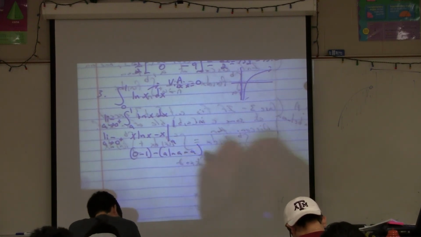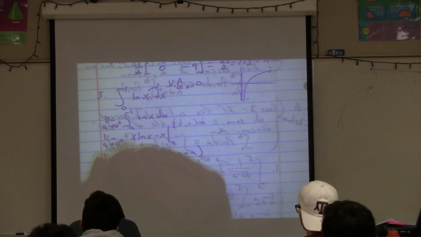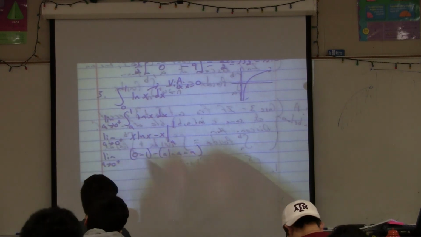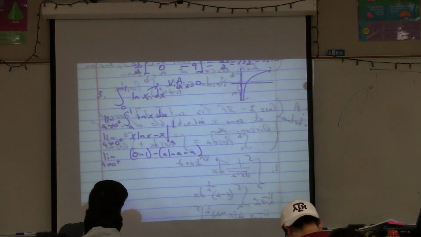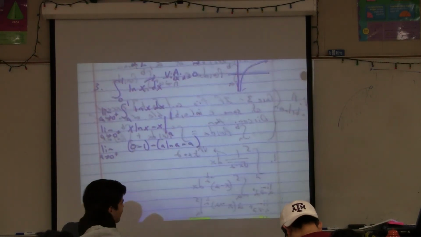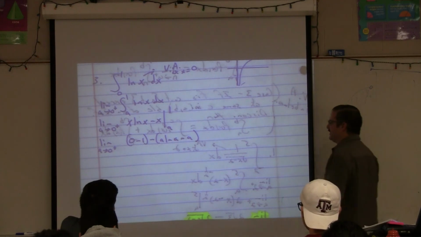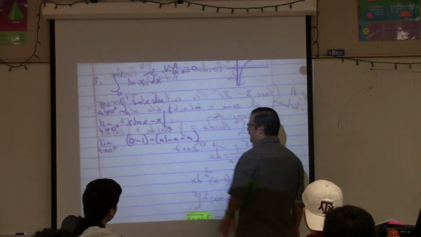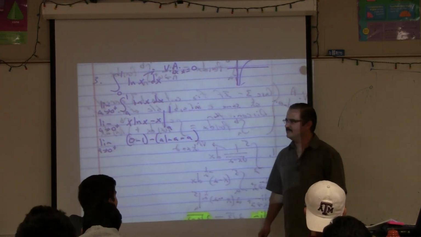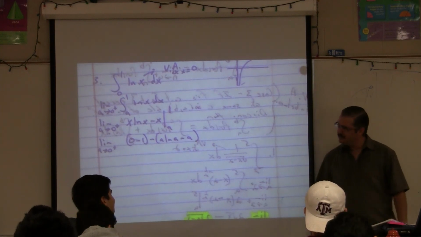Alright, so let's try this one, this one's gonna be fun. Plug in 1: 1 ln of 1, so that's 0, minus 1, minus a ln of a minus a. The limit as a approaches 0 from the right. We have an issue. What's the problem? Plug in 0, we get 0 times ln of 0, minus 0. Well, 0 times anything is 0, right?